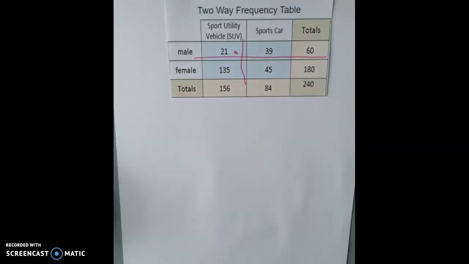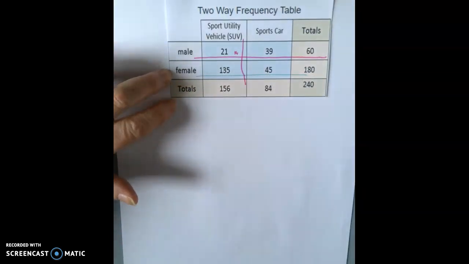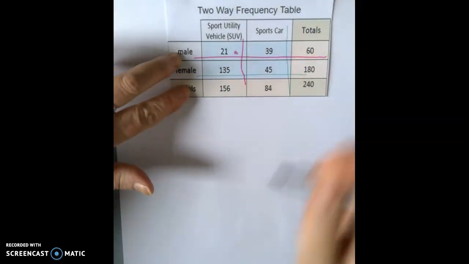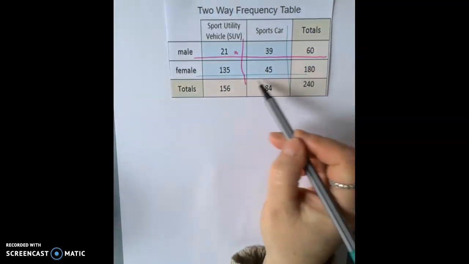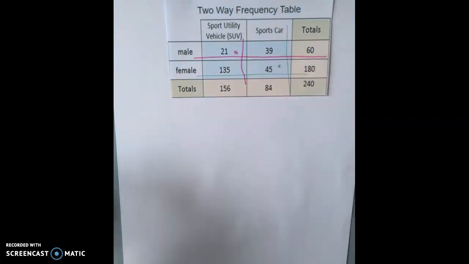Likewise, if we wanted to know the total who were female and liked sports cars, we have the female row here, and we need to know the intersection. We have the sports car column here, so where the row and the column cross is this point here, so we know that the total is 45.